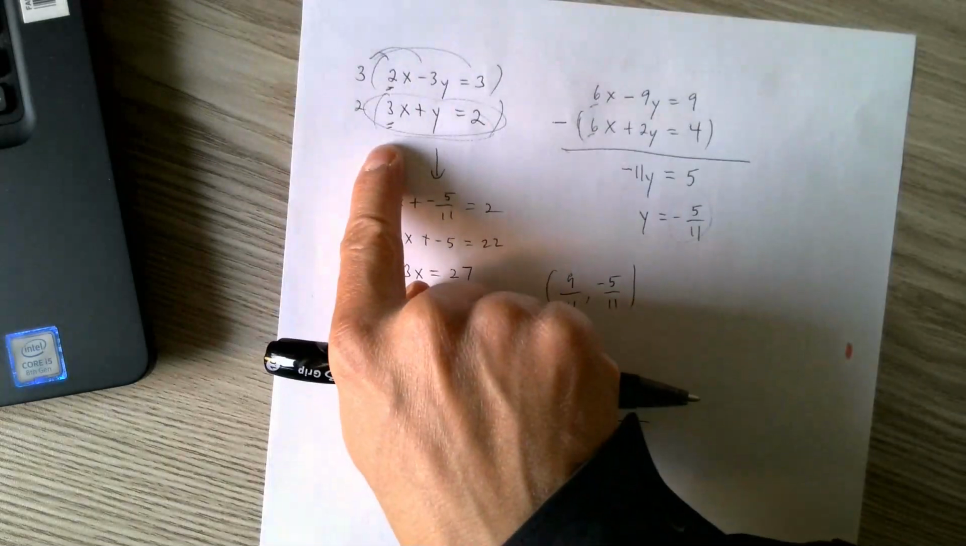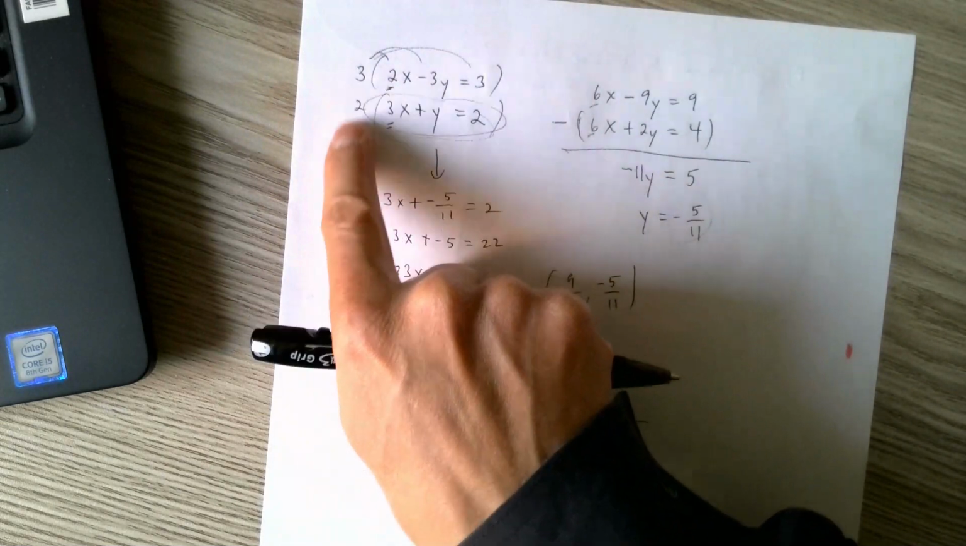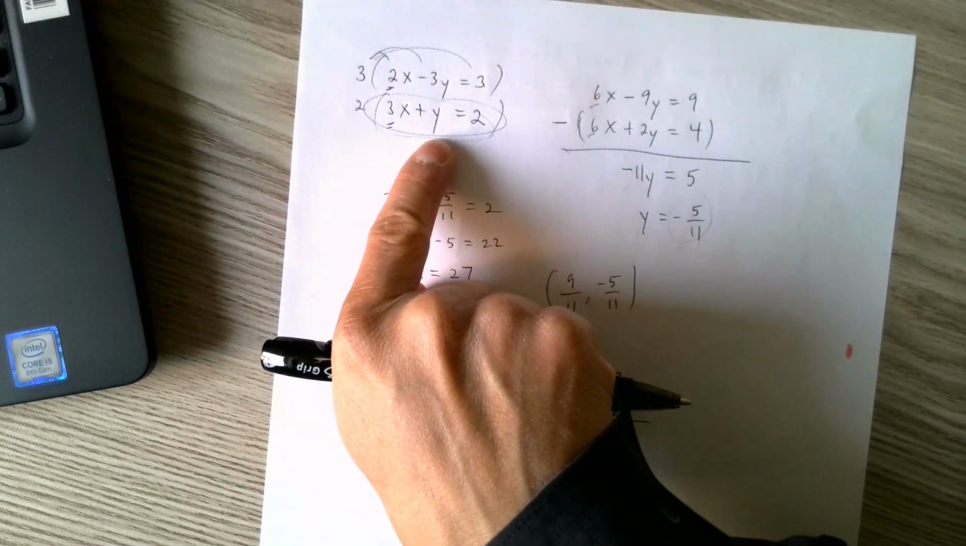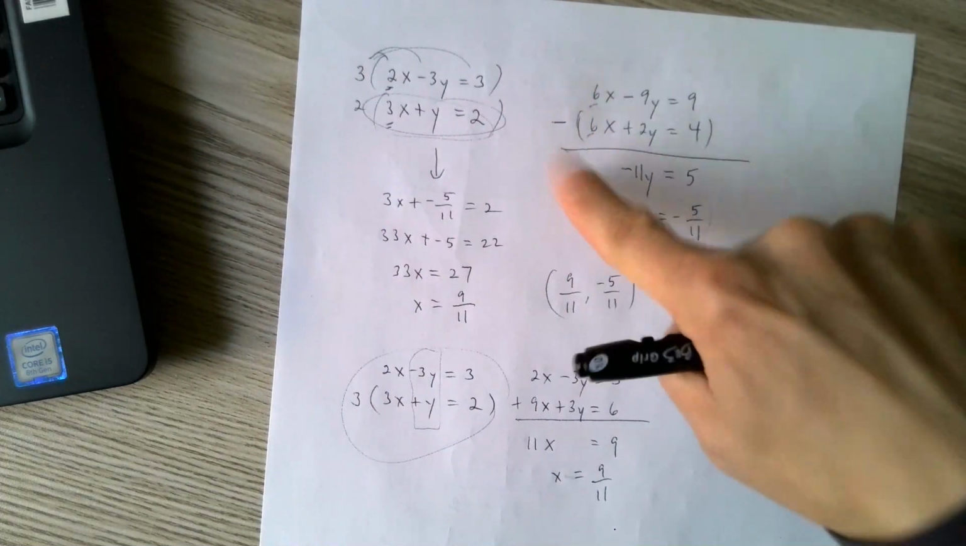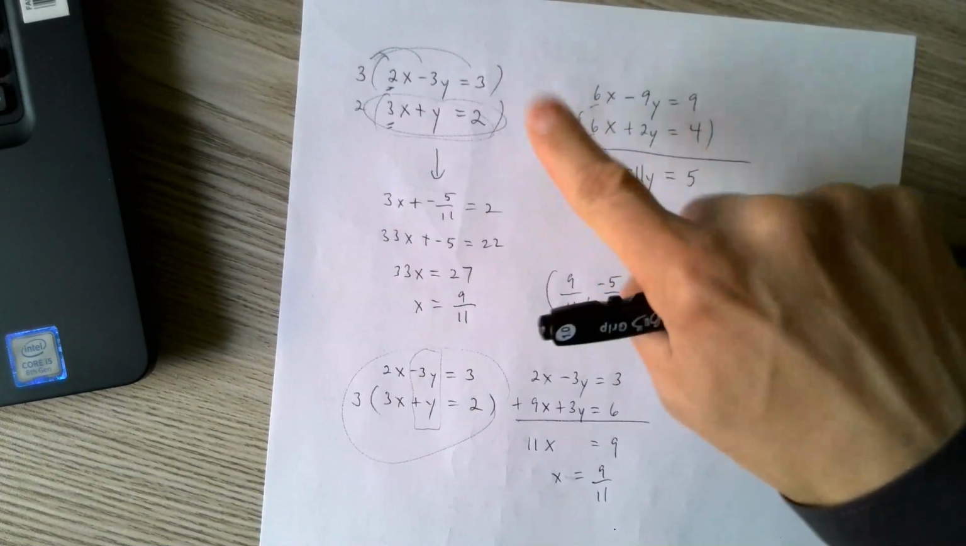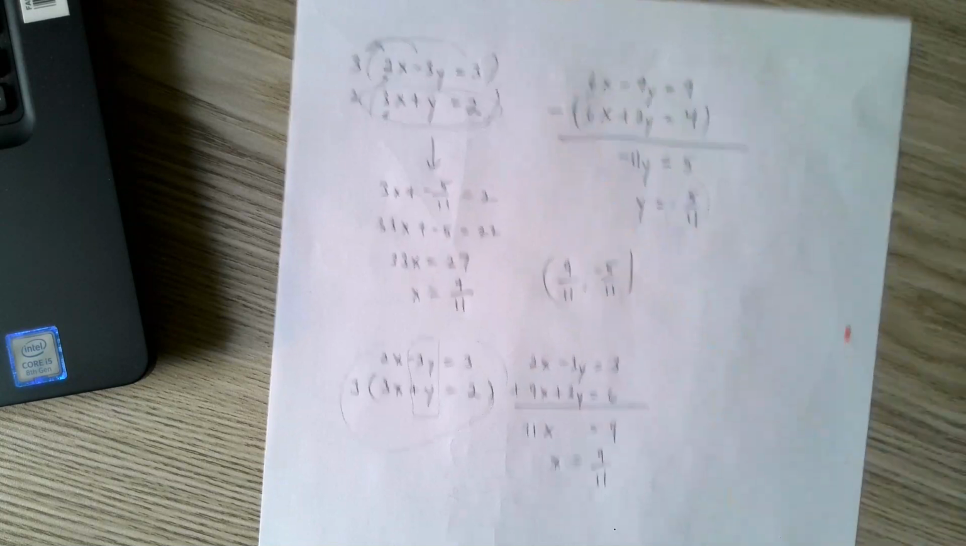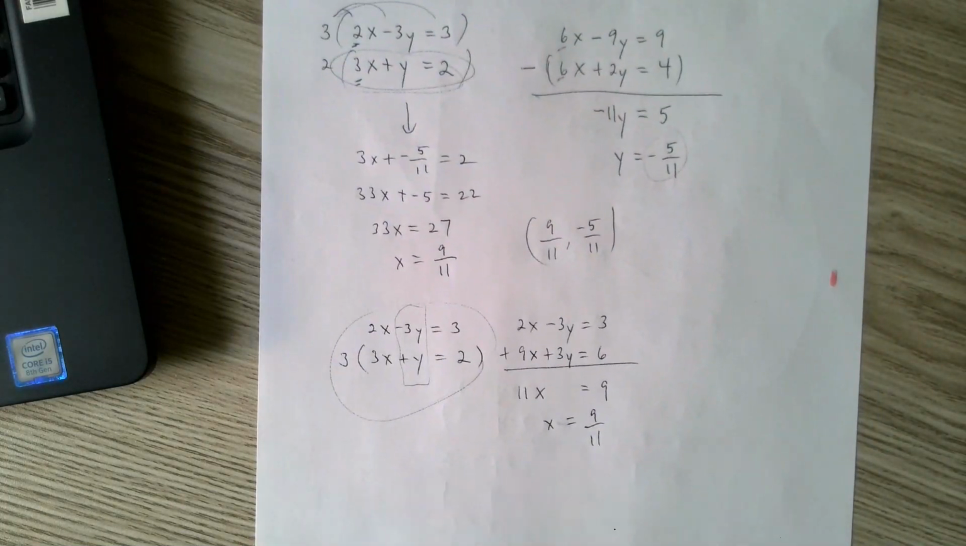Up here, I had to multiply the first equation by 3 and the second equation by 2 to make the coefficients of x the same. So there's a little bit more work I had to do up here. Okay, so that's linear combination, also known as elimination.